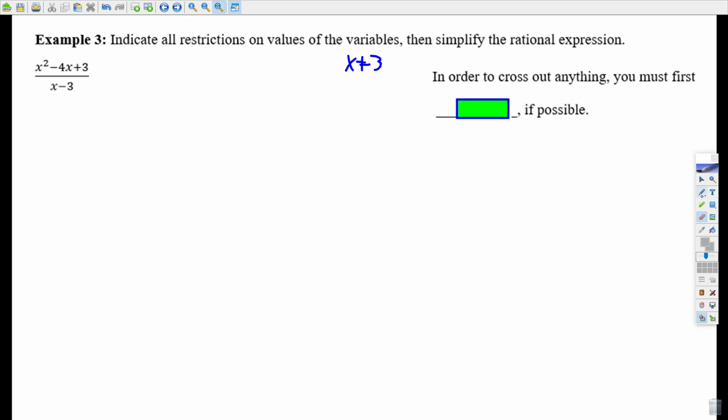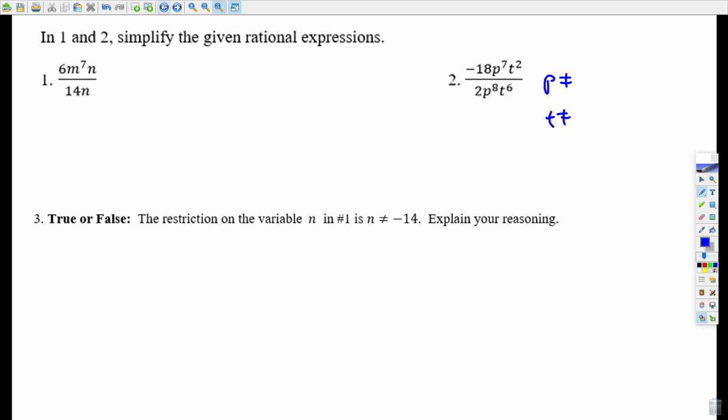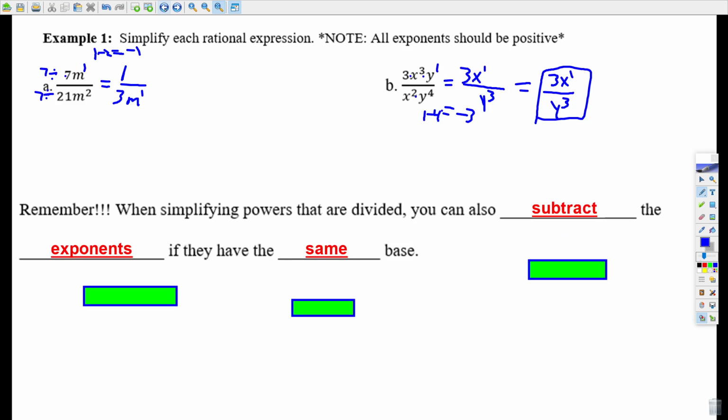The only way you can cross stuff out, like we did in previous problems, is if you have multiplication between everything. So if I go back here, the only reason we can subtract exponents here is because you have multiplication between everything here. You throw a plus sign in here, you can't do that. It does not work that way.